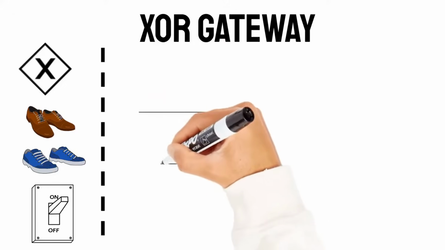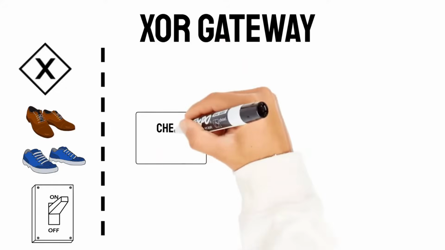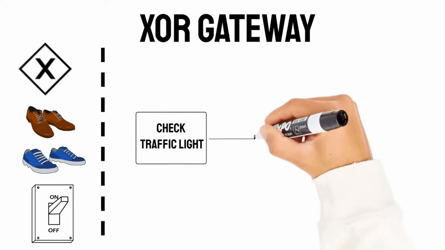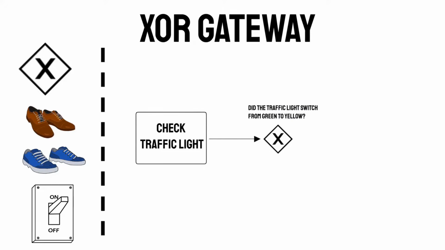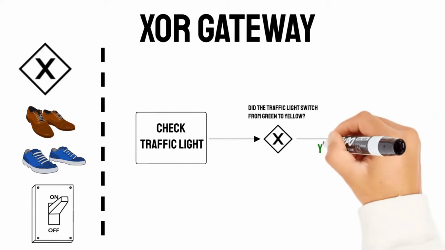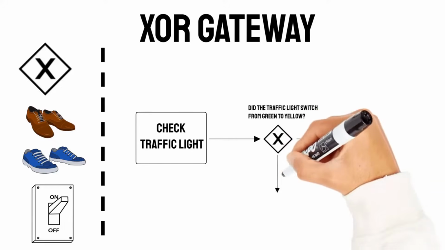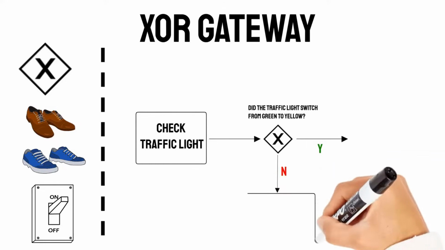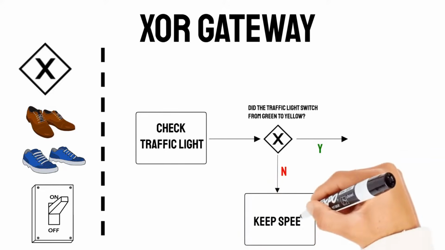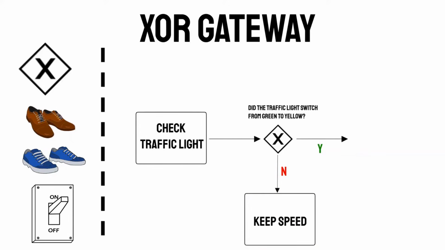Imagine a self-driving car. While driving, the car is constantly checking traffic lights. After checking the traffic light, the question is, did the traffic light switch from green to yellow? Based on the observation of the car, there are only 2 options, either yes or no. When the answer is no, then the car keeps its speed, because the light won't turn to red.